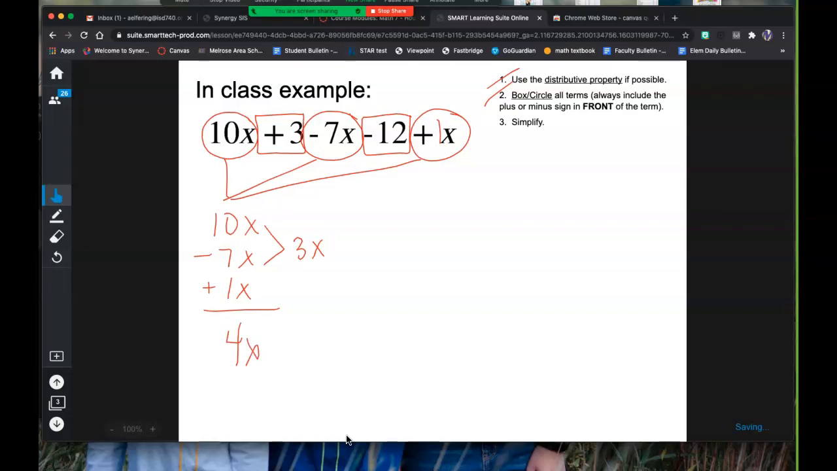Then we have to take our boxes. We have the positive 3 and the negative 12. What's positive 3 plus negative 12? Negative 9. Now we just write those next to each other. I take the 4x and then I put minus 9. I put minus because it was negative 9, so it's minus 9. Done. This is my answer.